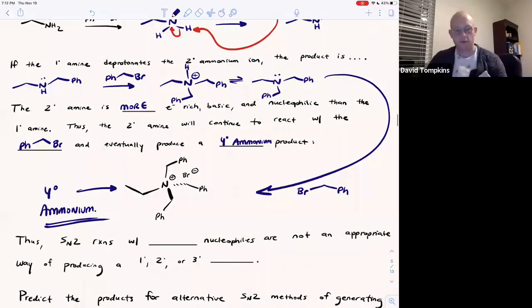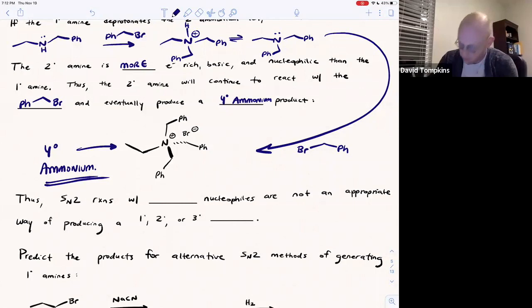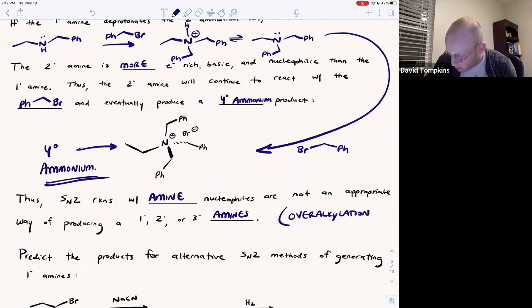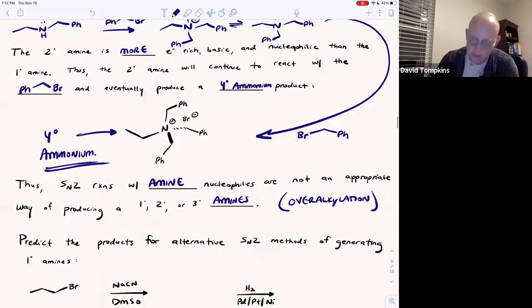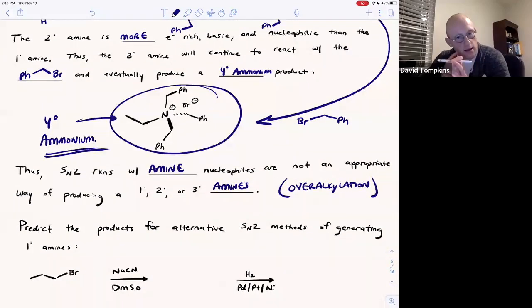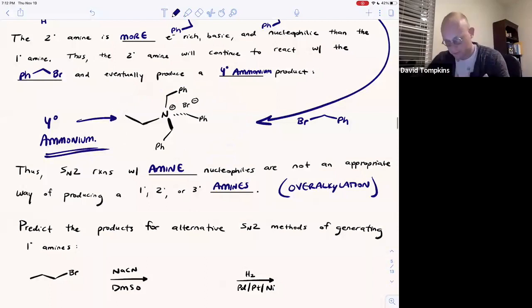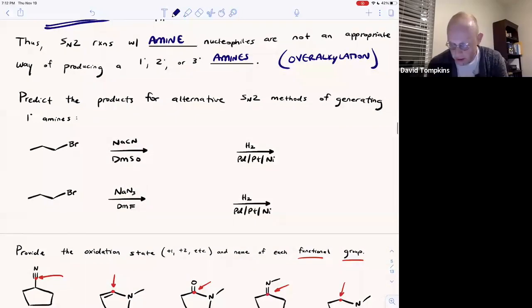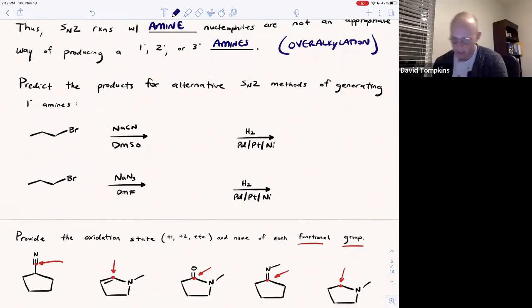So SN2 reactions for amine synthesis are pretty bad. You don't want to use amine nucleophiles to make more heavily substituted primary, secondary, or tertiary amines, because these reactions will do overalkylation. So please try to avoid these in synthesis. If you're trying to stop at the primary, secondary, or tertiary amine and not go all the way to this tetraalkylated product, then you have to use a different method. And so I'm going to show you here two other SN2 methods that we have done before. And we've done these in Orgo 1. You've seen some of them again in Orgo 2 already.